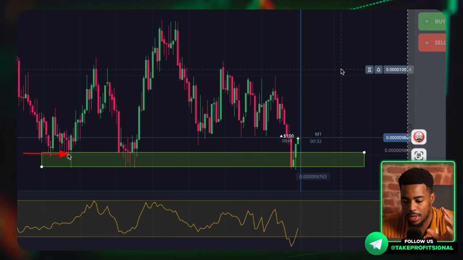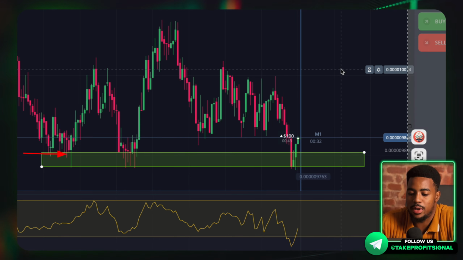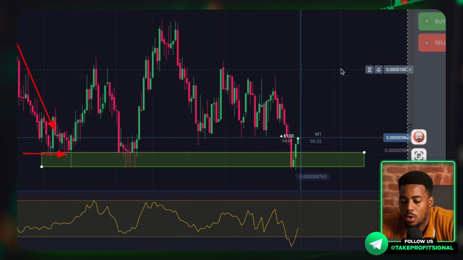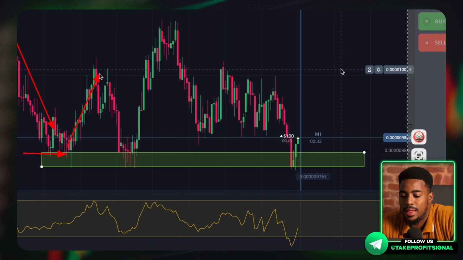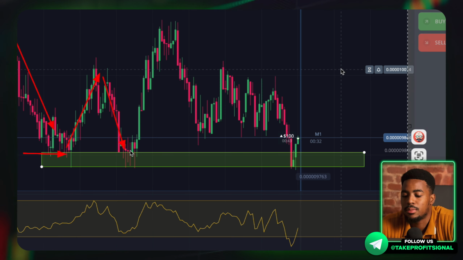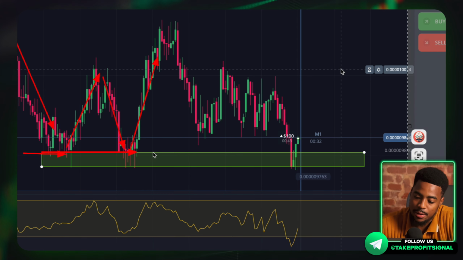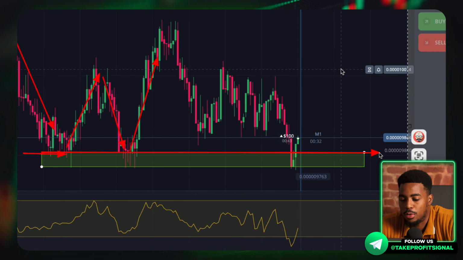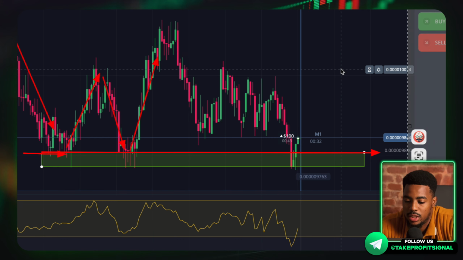You are looking for a place where the chart has already reversed, meaning it was moving downward here and then bounced back at this point, then moved downward again and bounced back again. So here we have a support zone from which we get a reaction.